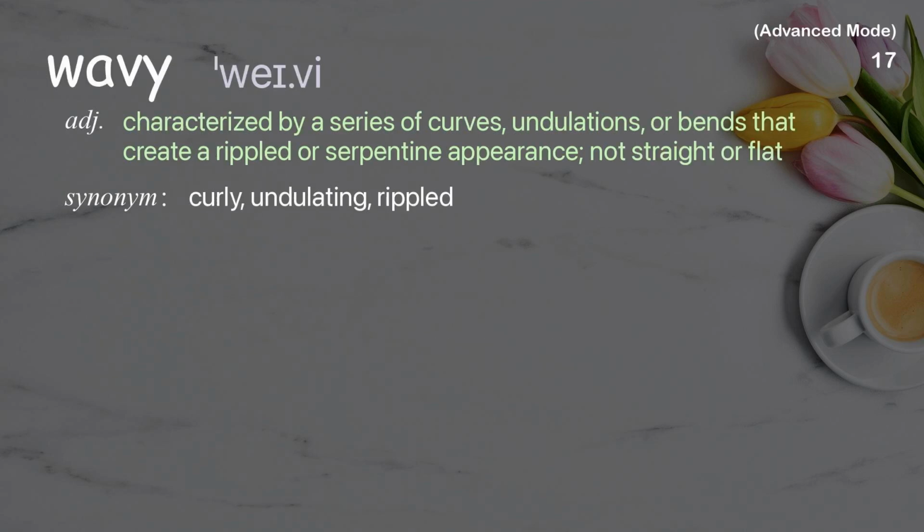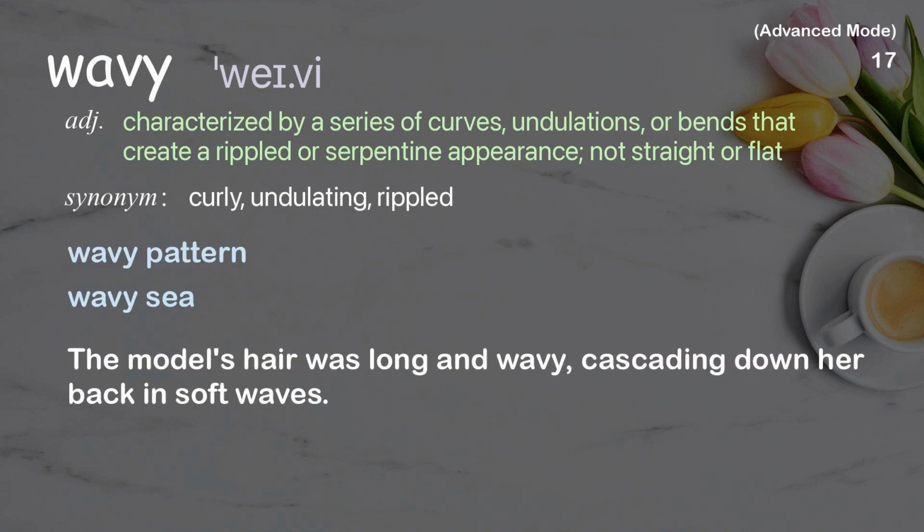Wavy. Characterized by a series of curves, undulations, or bends that create a rippled or serpentine appearance, not straight or flat. Examples: Wavy pattern, wavy sea. The model's hair was long and wavy, cascading down her back in soft waves.